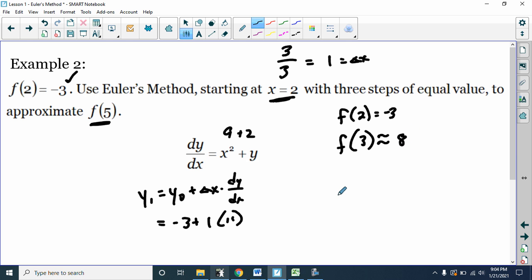So f of 3 should be about 8. My step is 1, so I add 1 to my x. My new y value is the previous y plus the step times the derivative at the previous point. Oh, shoot. That was dumb. I did y squared plus x.